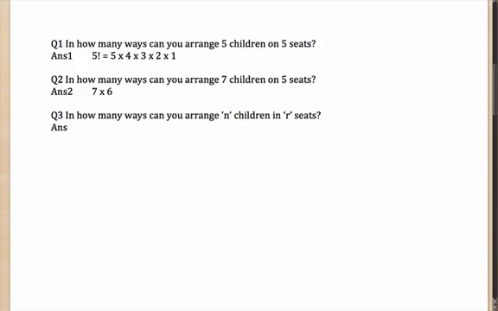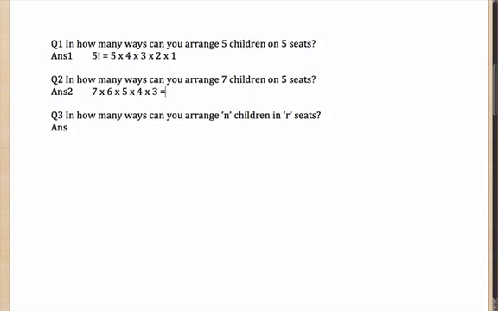Then on the second seat, any of the remaining 6. Then on the next one, any of the remaining 5. On seat number 4, there are 4 kids remaining. And for the final seat, there are 3 kids still left. So those 3 kids can come there and 2 children will have to be seatless or will have to go back. So this comes out as 7 into 6 into 5 into 4 into 3.